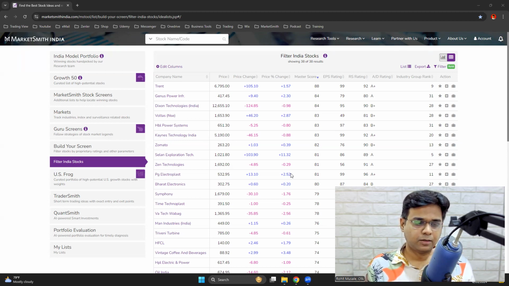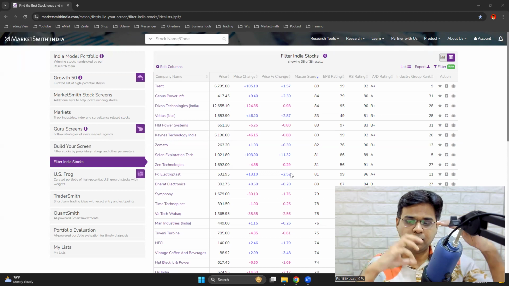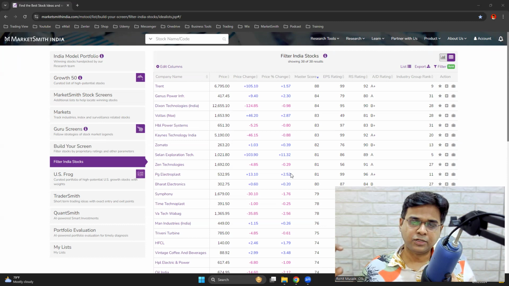For example, let's say healthcare. Healthcare is an industry. Within healthcare, you have industry groups. For example, within healthcare, you will have hospitals, you will have diagnostics, you will have pharmaceuticals, and so on. So, healthcare is an industry, and all of these that I mentioned just now are industry groups.